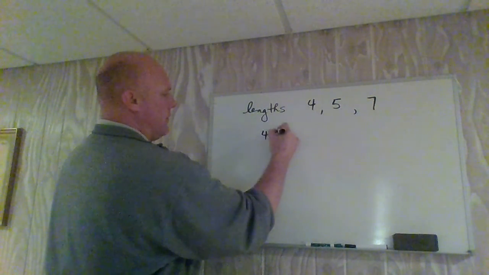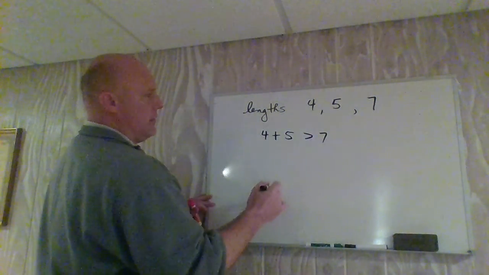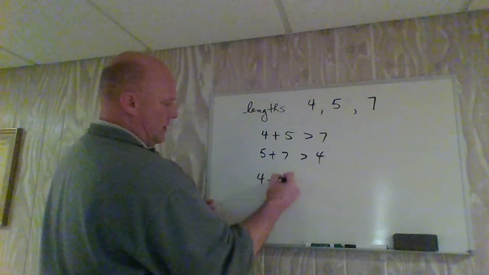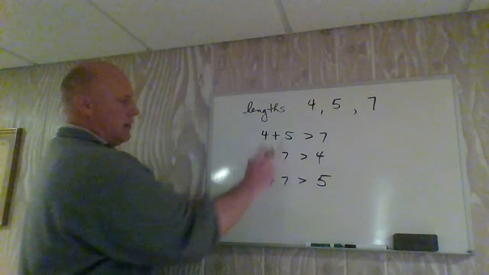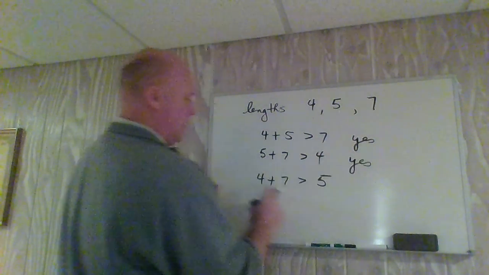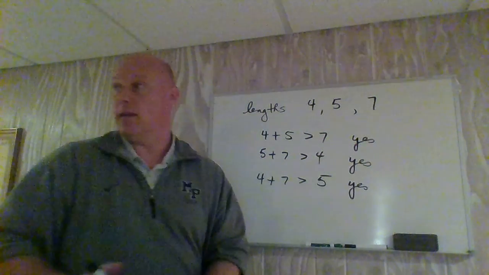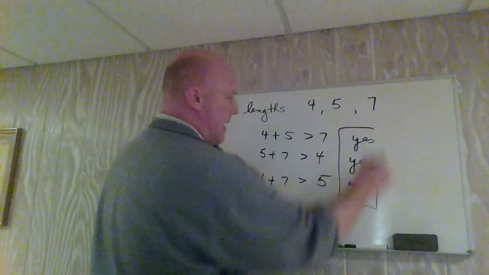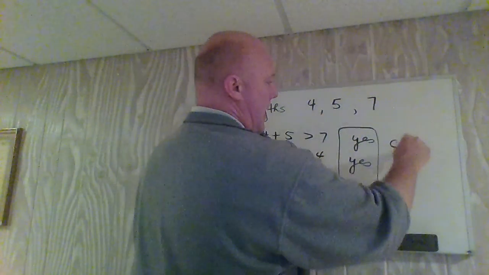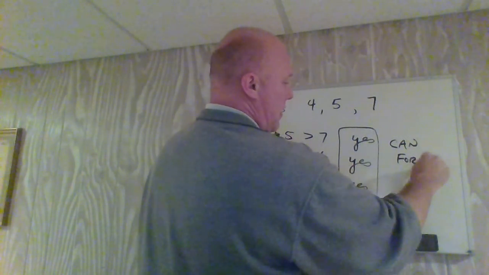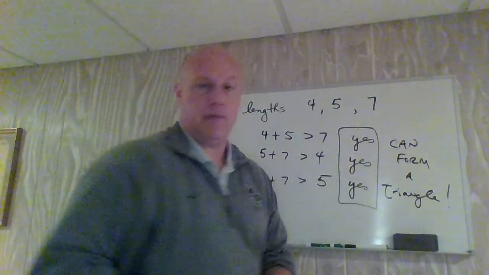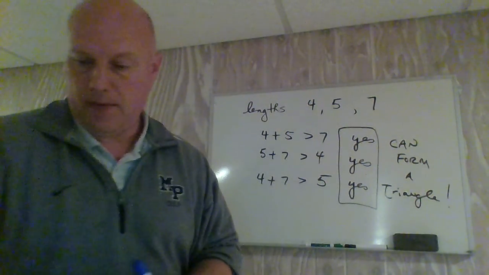So we're trying to figure out if 4 plus 5 is greater than 7. Is 5 plus 7 greater than 4? And is 4 plus 7 greater than 5? So this is a yes. This is also a yes. And this is also a yes. So if this scenario happens, then these three lengths can form a triangle. Okay? They can form a triangle.